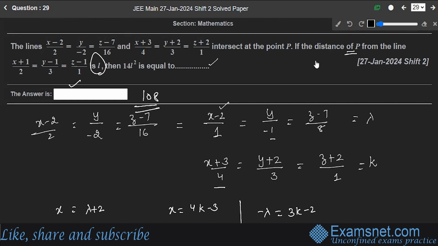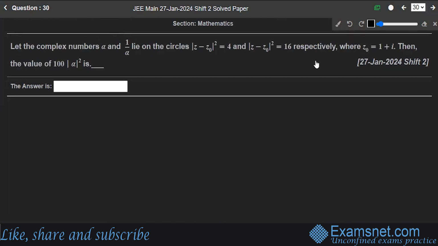Hope you're clear with this. Now let's move to the last question of this paper, question number 30, complex number. The only complex number problem we got in this paper. Let the complex numbers alpha and 1 upon alpha lie on these circles respectively, where z0 is 1 plus iota. You have to find out the value of 100 modulus alpha square. Okay, seems easy. Let's try.